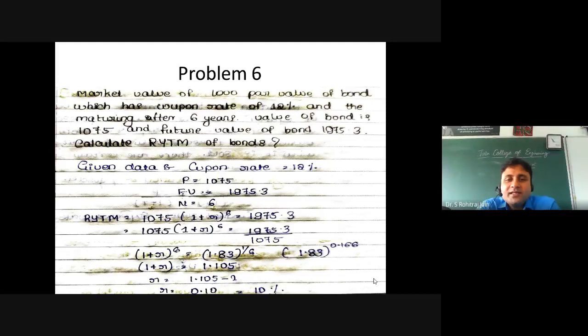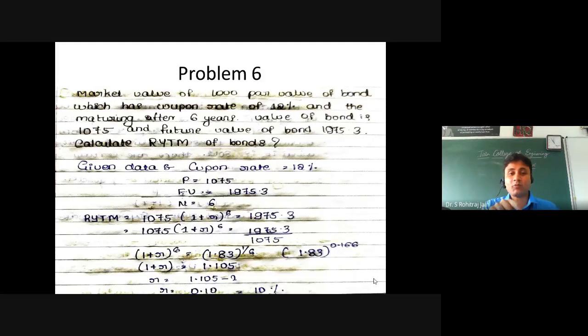Okay, now students, please see there, 1075 multiplied by (1 plus r) to the power of 6 is equal to 1975.3. Now where is r? Left hand side, right? So (1 plus r) to the power 6 is equal to 1975.3, which is on the right hand side. So for its denominator, 1075 will go. Clear? So I will use the calculator. 1975.3 divided by 1075 is equal to 1.83.